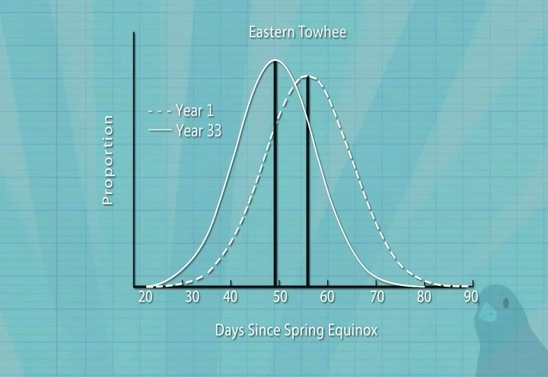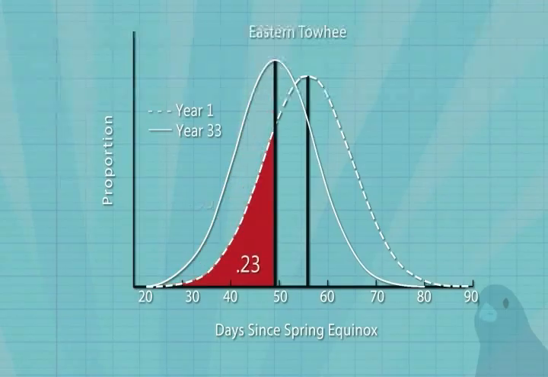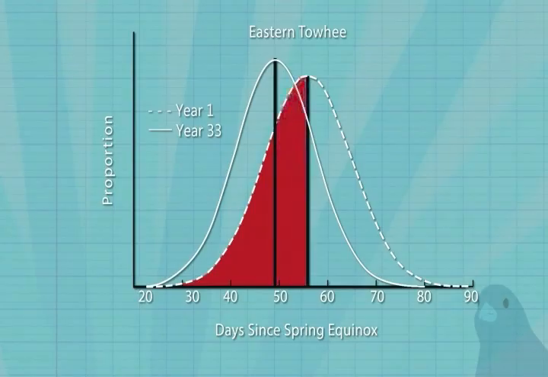In year 33, half of the birds had arrived within 48 days of the spring equinox, while in year 1, only 0.23 or 23% of the birds had arrived by that time. In year 1, it was another week until half the birds had arrived, at 55 days after the equinox.